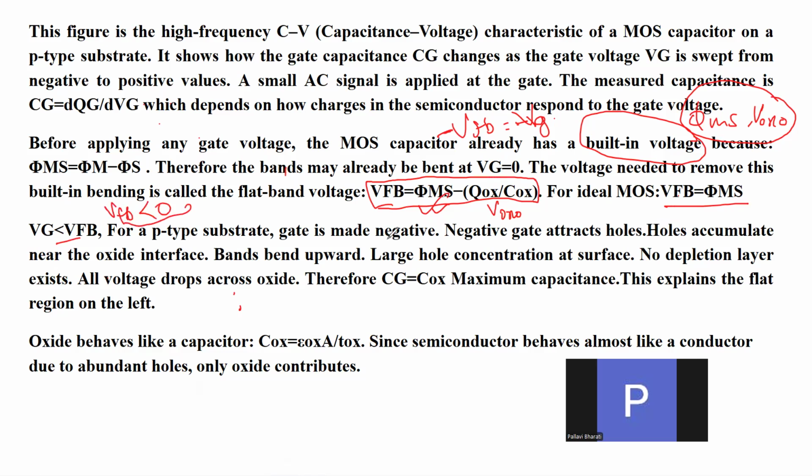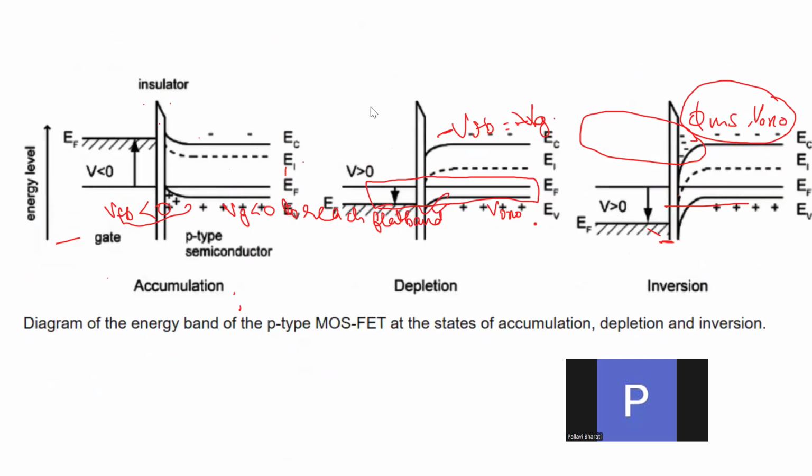For a P-type substrate, the gate is made negative. Flat band voltage is negative means you are giving the gate voltage initially negative to reach the flat band, right? To reach the flat band, you are giving the gate voltage as negative. So at negative, the gate attracts holes. Holes accumulate near the oxide interface, and because holes are accumulating at the oxide interface, the bands will bend upward. So that is shown here. The band is bending upward because the holes are accumulating.